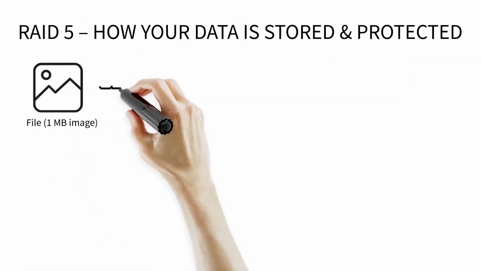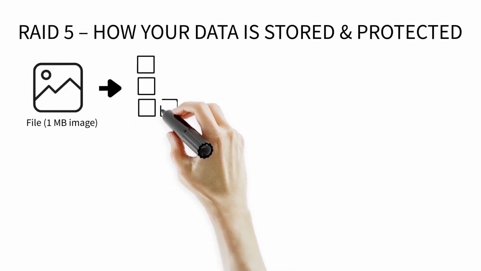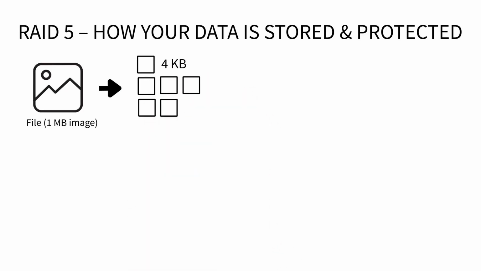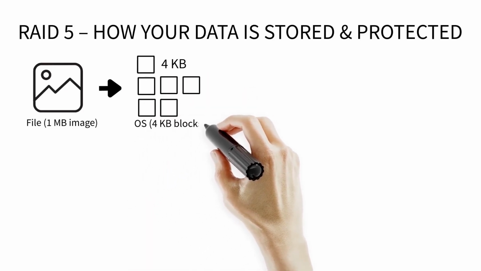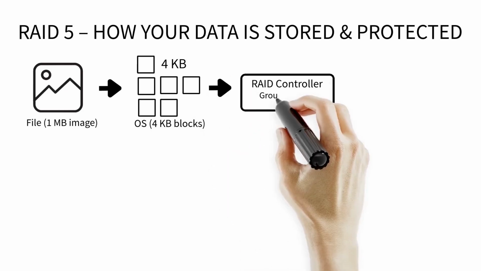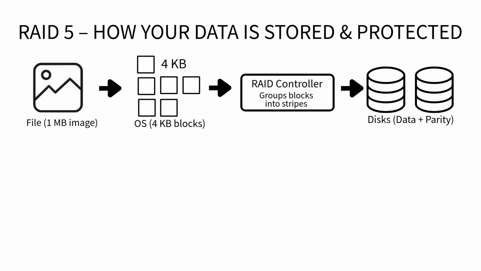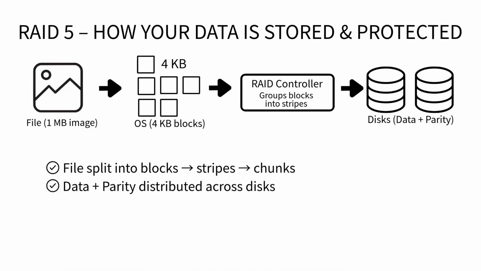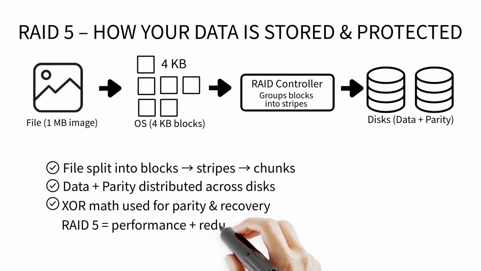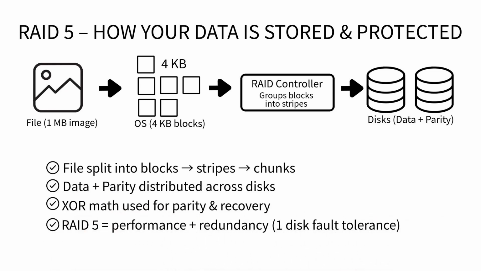So let's recap what we've learned. A file is first divided into blocks by the operating system, then grouped into stripes by the RAID controller. These stripes are split into chunks across disks, with parity calculated using XOR. In RAID 5, your data is protected. Even if one disk fails, the missing information can be rebuilt instantly from the parity. This is the balance of performance, storage efficiency, and redundancy that makes RAID 5 so widely used.